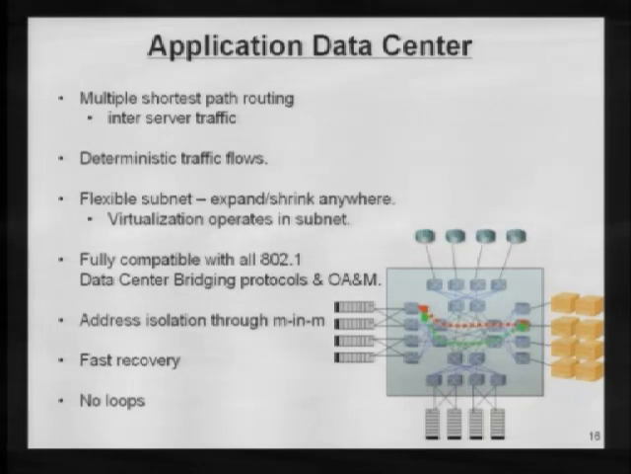802.1aq is compatible, like I said, with 802.1ag and the data center bridging and OAM protocols. So all of those protocols, the Y.1731 and the 802.1ag, are available across this large fabric within a data center. And of course, address isolation. The virtual machine MAC addresses being isolated is imperative for these very, very large data centers. And who wouldn't want fast recovery and non-looping?